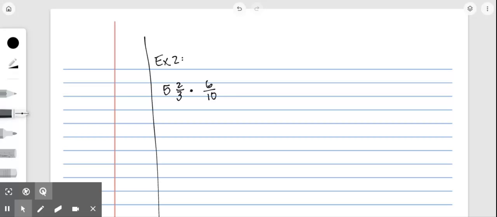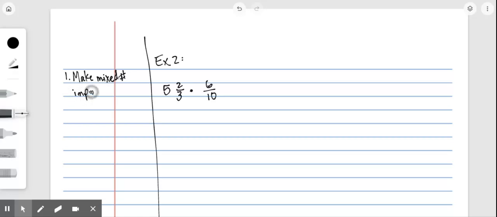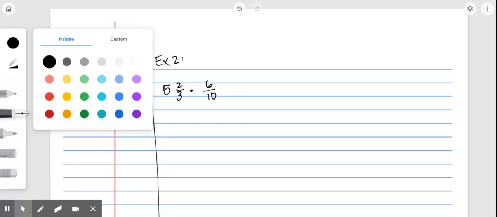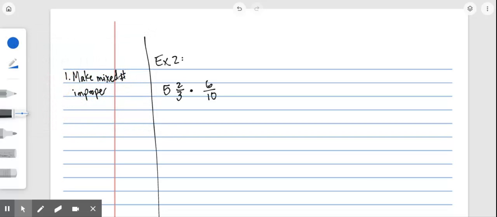All right, so we're going to do 5 2/3 times 6/10, and we're going to follow the steps again. Step 1 is make the mixed numbers improper fractions. Okay, so again, I'm going to start by multiplying the whole number by the denominator. So I do 5 times 3, which is 15. Okay, and then I'm going to add the numerator, so 15 plus 2, which is 17. And this becomes my new numerator, so I put a 17 over here. And then the denominator stays the same, so it will stay a 3. Then I multiply by 6/10.